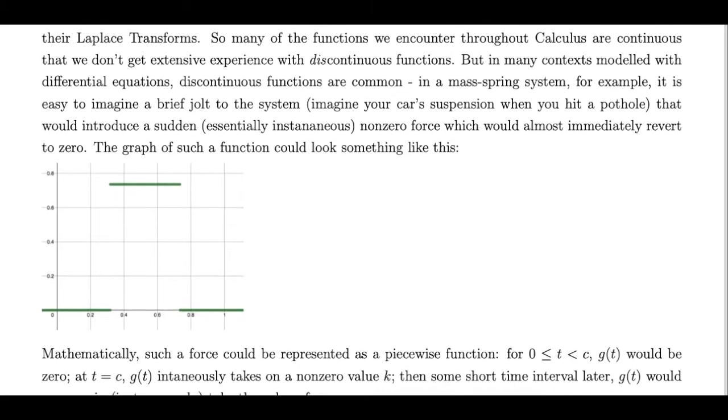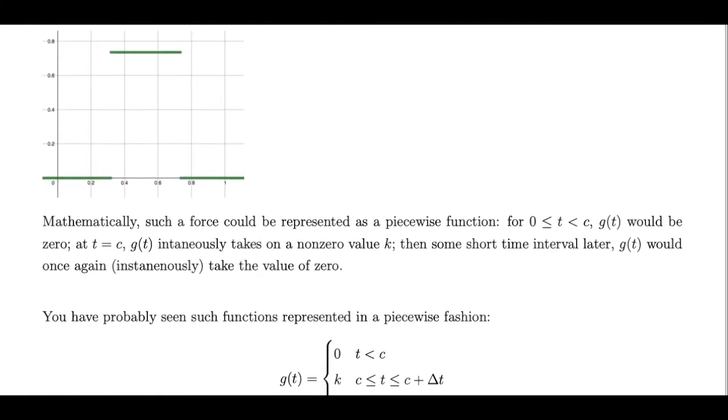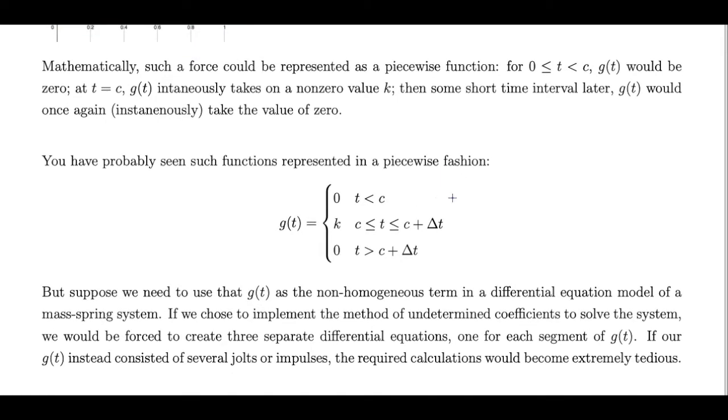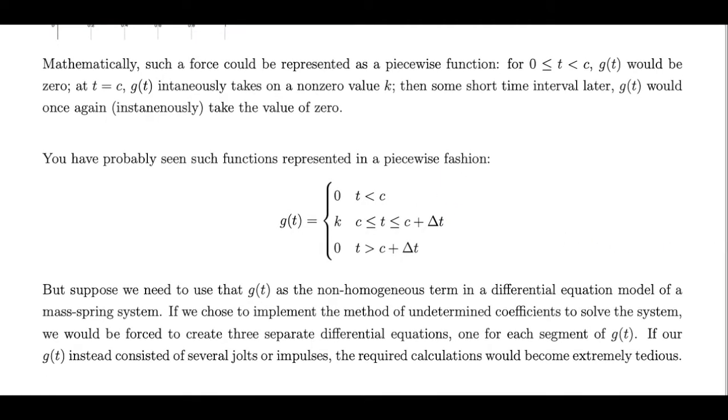How about the equation or the formula that represents that function? I've noted here that we would use a piecewise function, so that for t values between 0 and c, the function would be 0, and then at t equals c, the function instantaneously takes on a non-zero value. And then some very short interval later, the function goes back to being 0 once again. So we might represent it something like this, with these different cases for the function depending on the different values of t. So since these functions occur regularly in contexts modeled by differential equations, we need to be able to handle them when they arise.